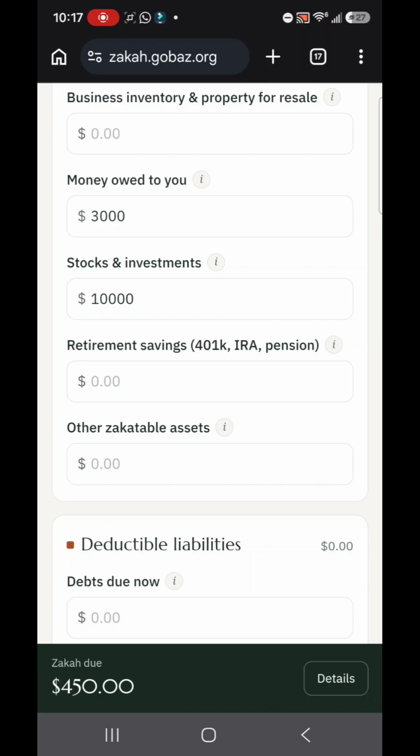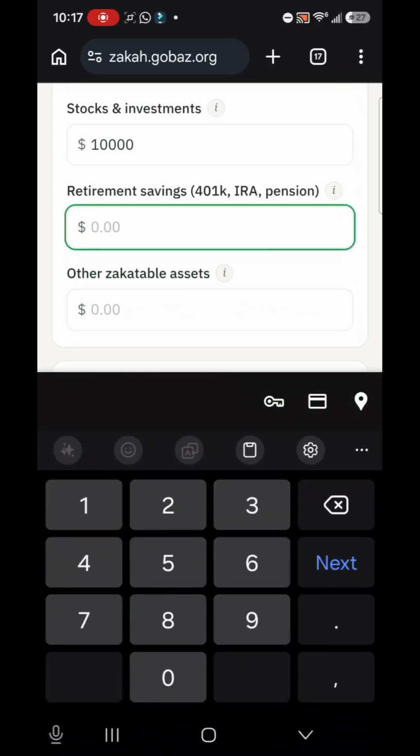Retirement savings. Let's say you've been investing in a 401k or IRA, or you have some sort of pension. Now, if the pension is not paid to you, then you wait until they start paying you your pension, because a pension is like a promise that they're going to pay you this amount of money.